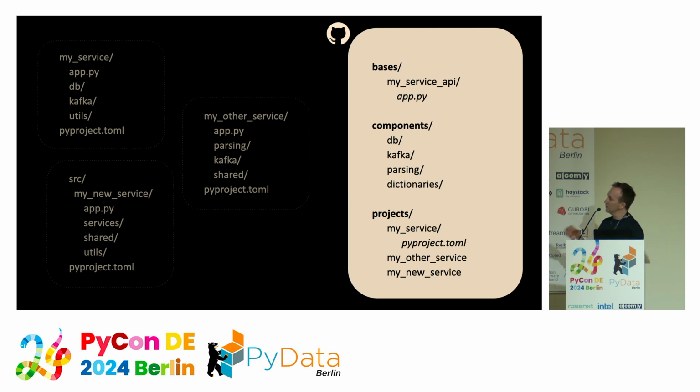And then in the third folder, projects, this is where you would put all the pyproject.toml files that you have in all your services. There's no code put in the projects. All code lives in the components and bases. The project is the definition of your actual service, like your FastAPI or CLI. So it's a pyproject.toml, maybe a Dockerfile, or the infrastructure for your service.